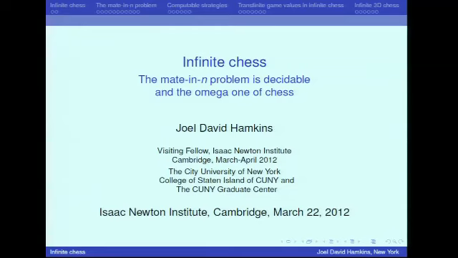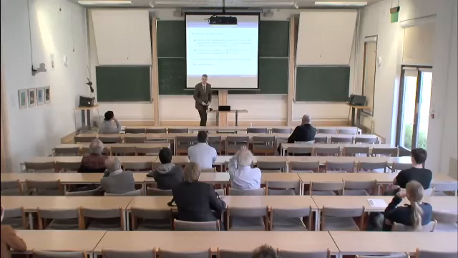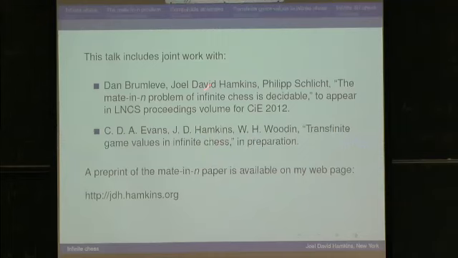Okay, so I'm going to talk about infinite chess and the mate in n problem, and also the omega 1 of chess, what we call the omega 1 of chess. This is joint work with a number of co-authors. The first paper will appear as part of the CiE conference, and then there's a second paper which is still in preparation. The first one is available on my webpage.